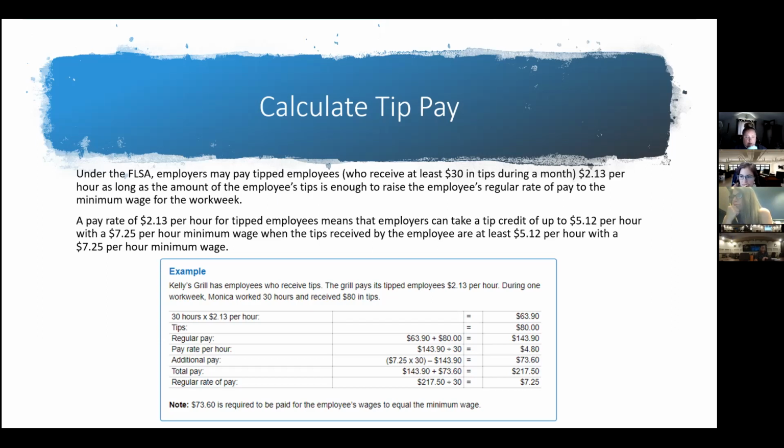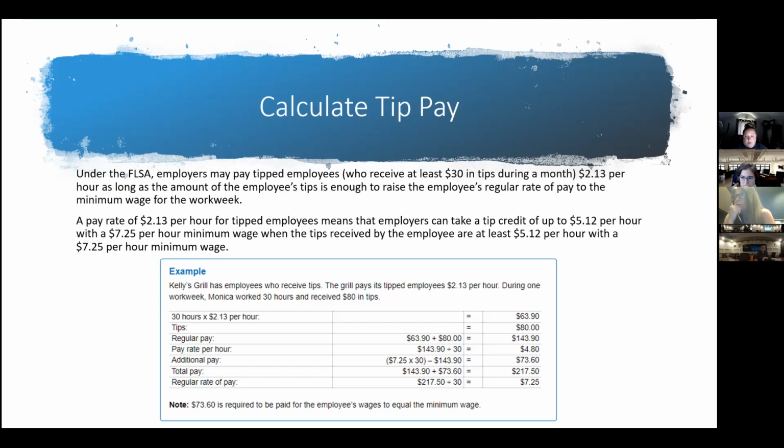Nope. So we have to give her some extra money. So now we're going to figure out how much money we're going to give her. If we look at what she would have earned at minimum wage, which would have been $7.25 times 30, and then we subtract out what she actually made, the difference between those two is $73.60. So that's the additional pay we must give Monica to make it so that she earned at least minimum wage during the pay period, or the week, I should say.